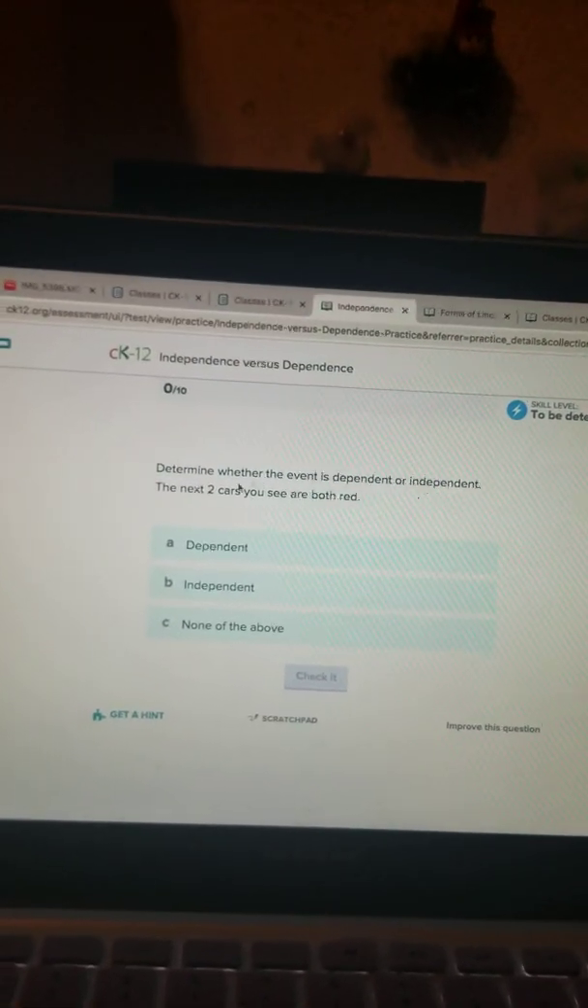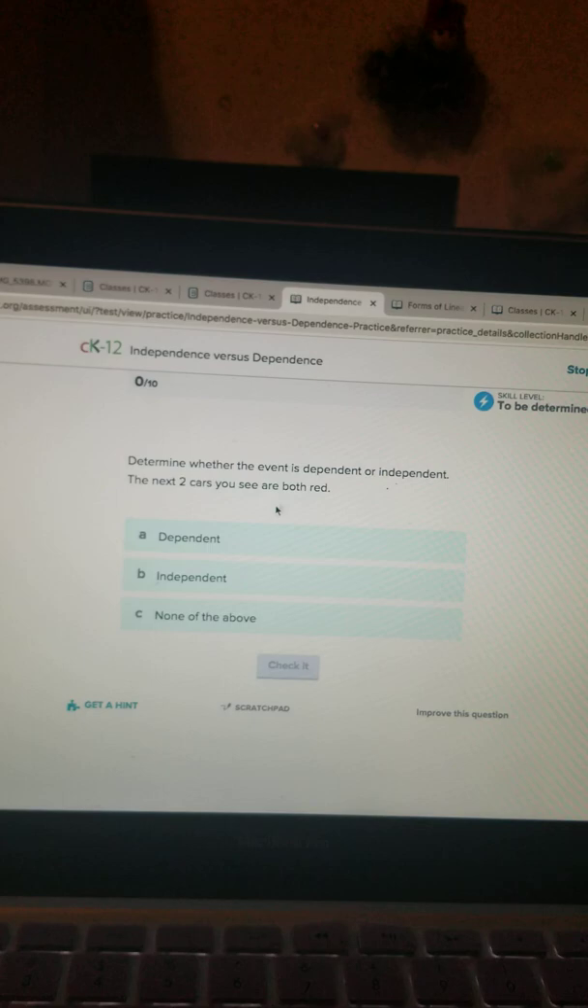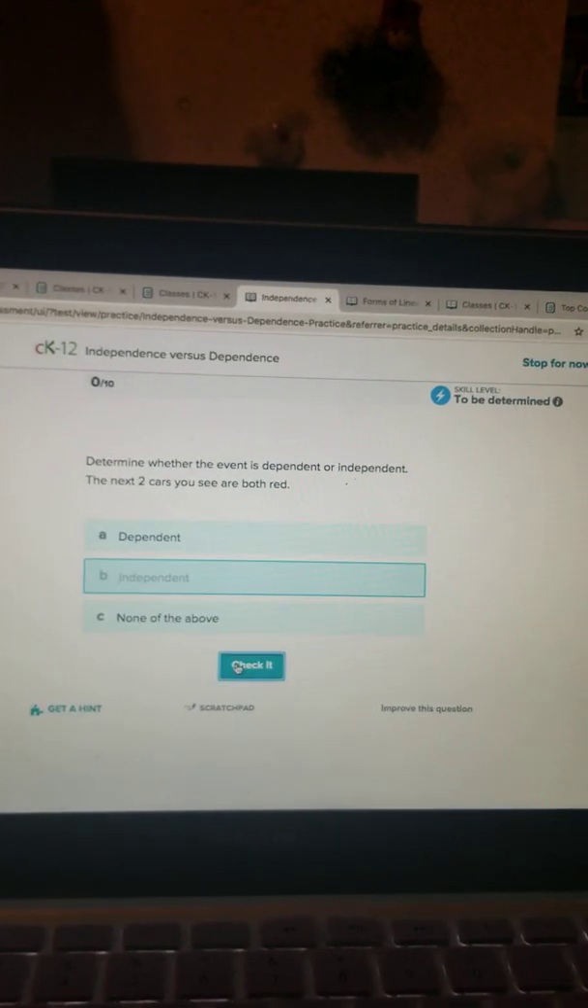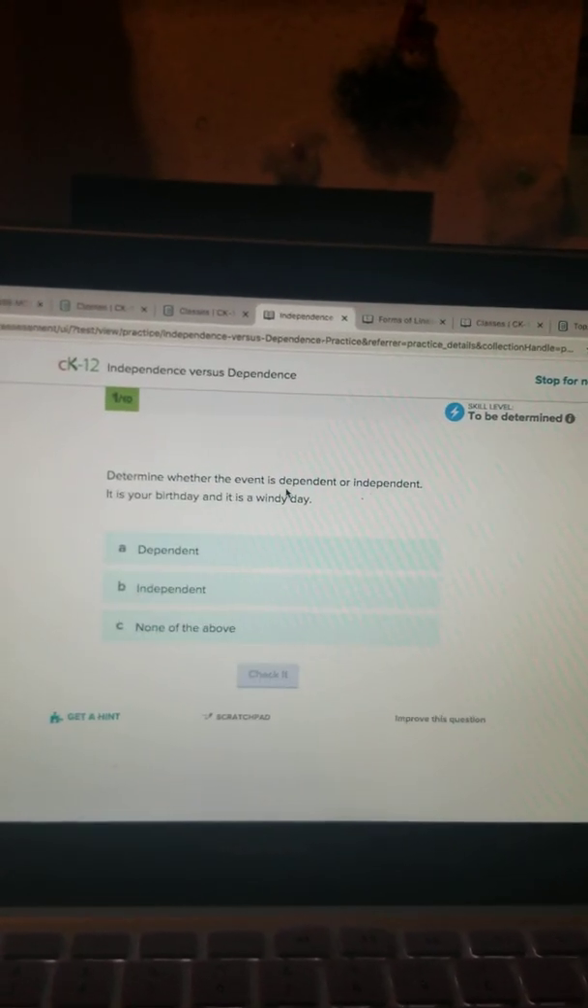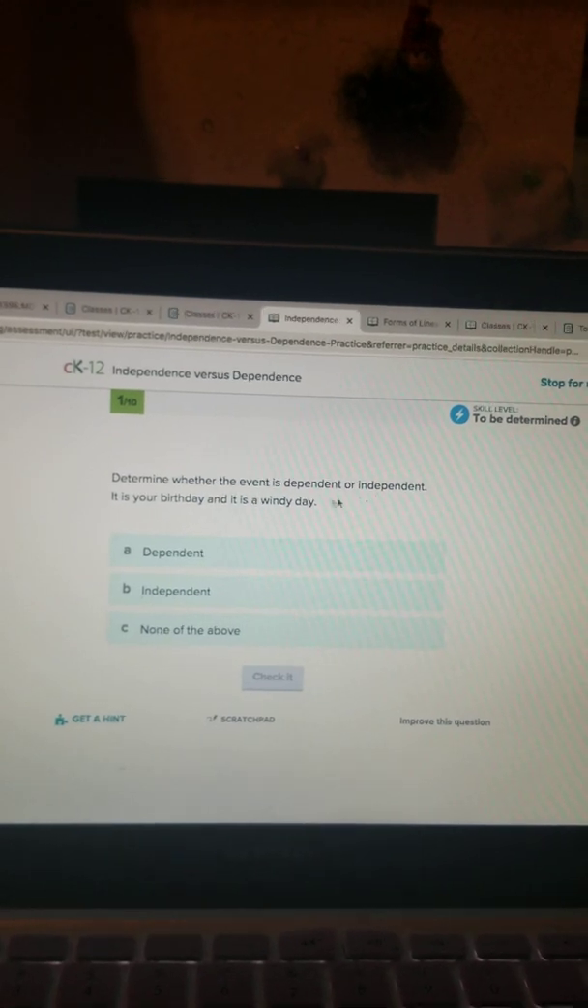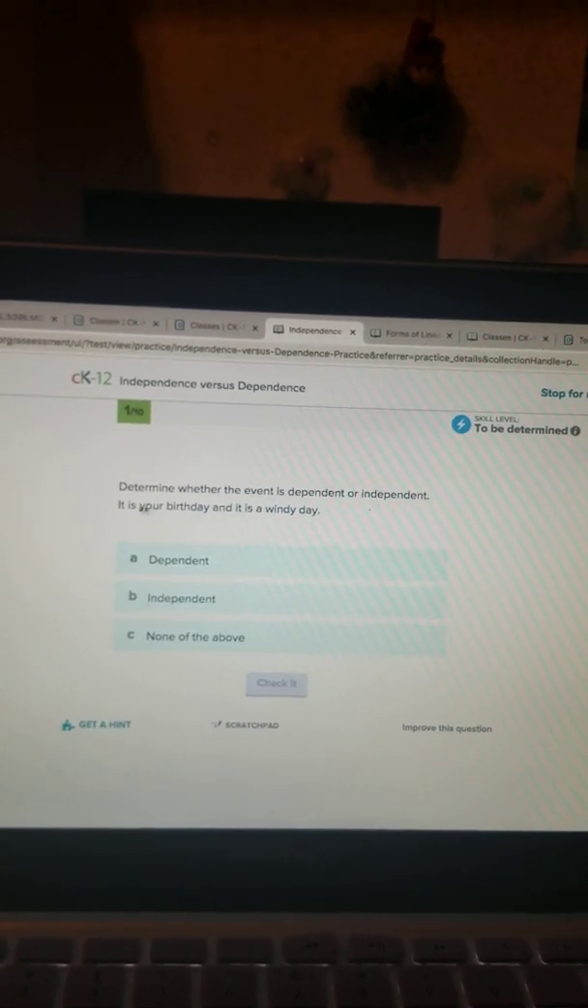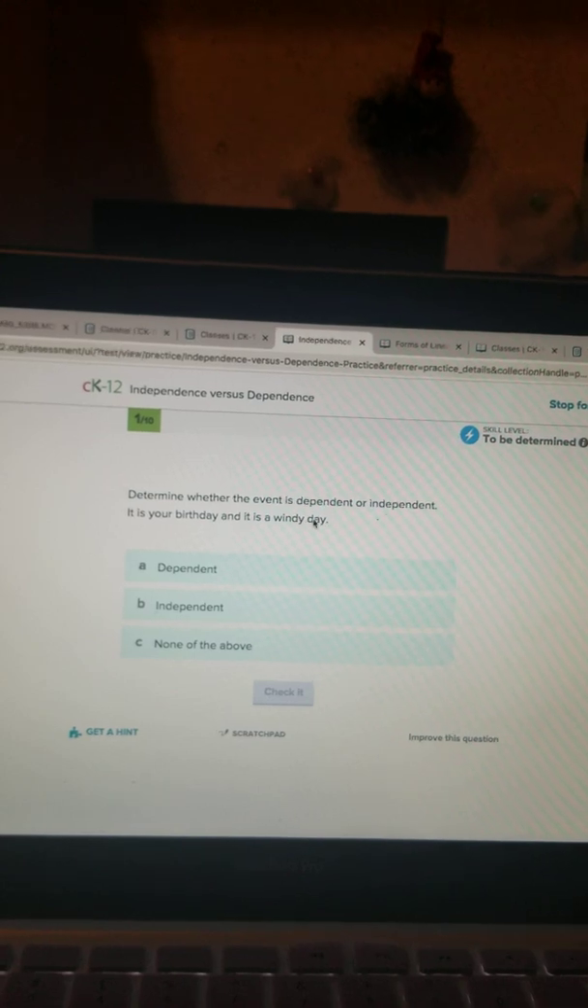It says determine whether the event is dependent or independent. The next two cars you see are red. I believe that would be independent because they're random cars. Determine whether the event is independent or dependent: it is your birthday and it's a windy day.